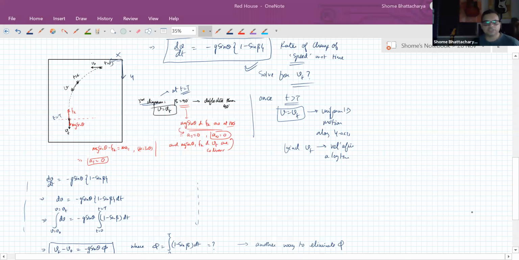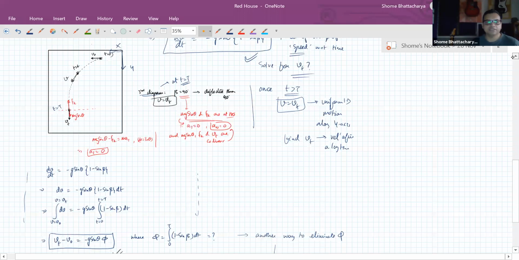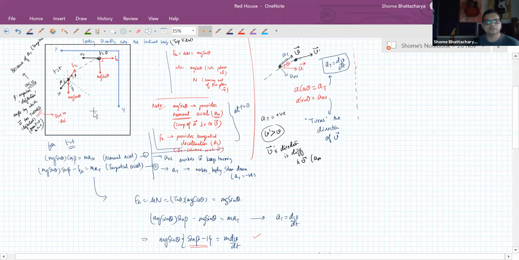All right. So are we clear up to this step now? To this step. Okay. So now let's see what is our alternate way of coming up with something for phi. Okay. So for that, we will go back to this free body diagram at time t. This one. Okay. Now, so I'll just copy this. Just this diagram I need.